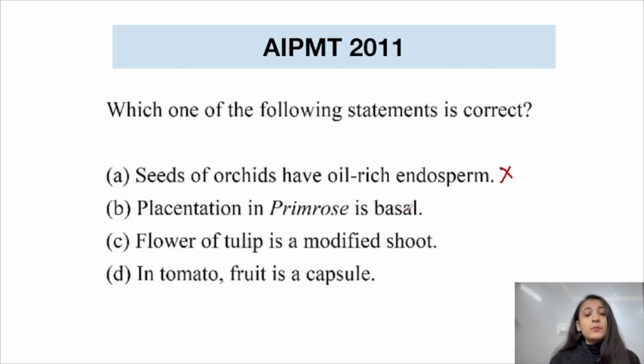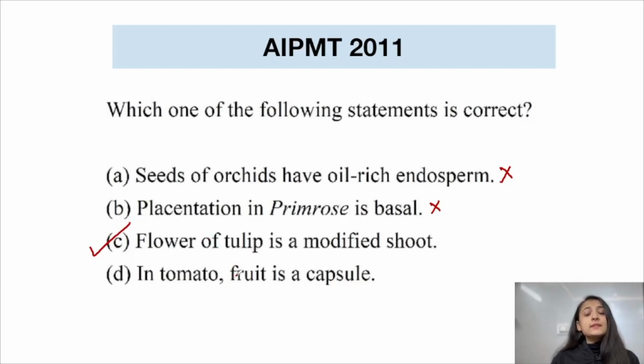Placentation in primrose is basal. This option is also incorrect because placentation in primrose is free central, not basal. Flower of tulip is a modified shoot. This statement is absolutely correct because flowers, be it of tulip or any other flower, are nothing but modified shoots only. So this statement is completely correct.